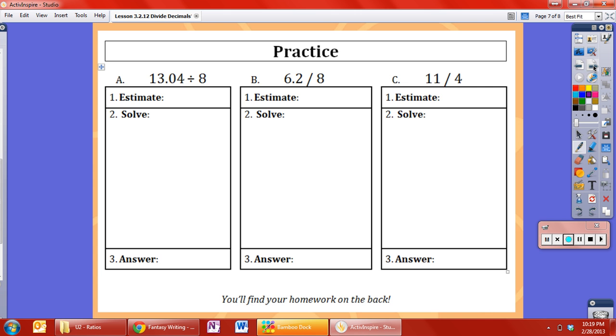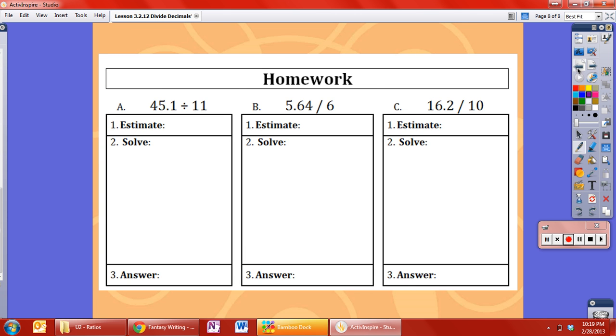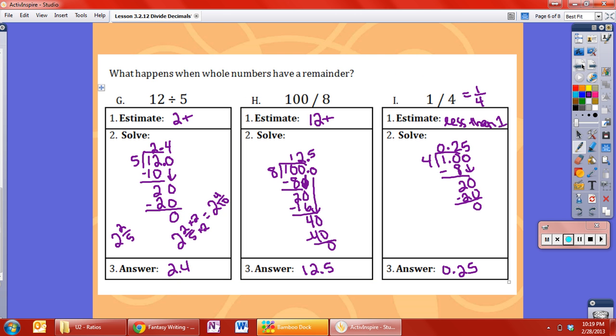Then there's just some practice, and the homework is more of the same. So that's dividing decimals in a nutshell.